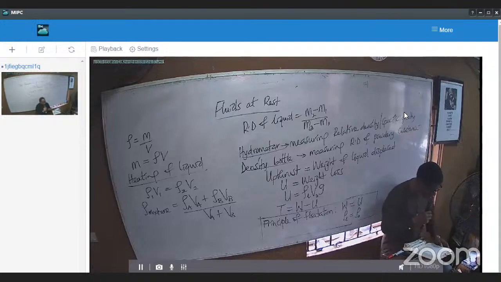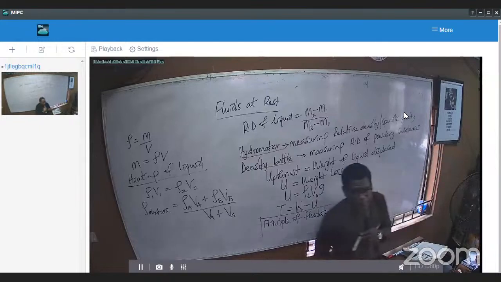In bracket, density of water equals 1,000 kilogram per meter cube.